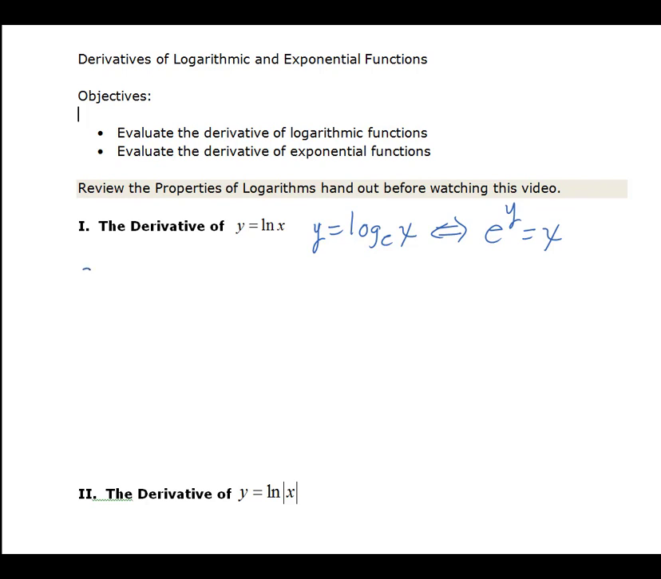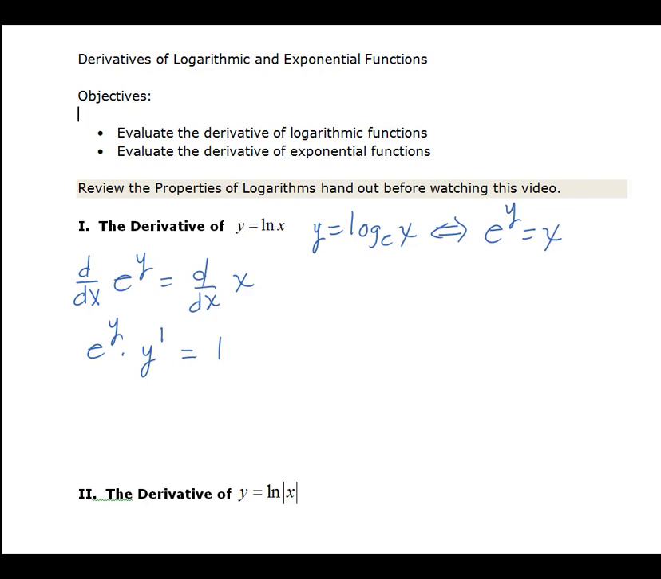We're going to take the derivative of both sides. d dx of e to the y is going to equal d dx of x. We're just going to take the derivative of both sides of that equation. Now we know that y is some function. So when I take the derivative of e to the x, I would get e to the x. When I take the derivative of e to the y, I get e to the y times y prime. When I take the derivative of x with respect to x, I just get 1.